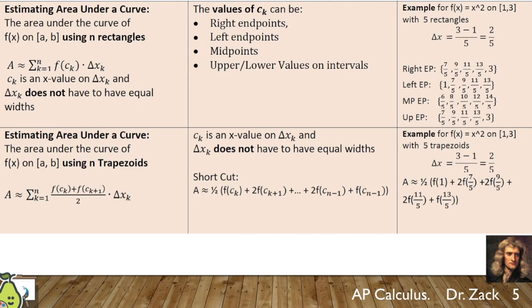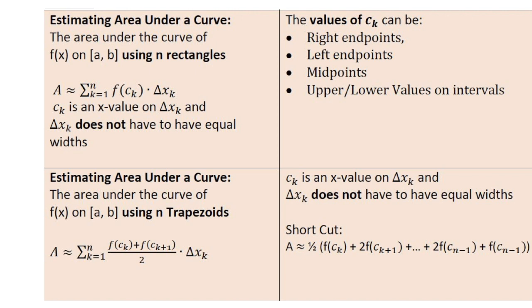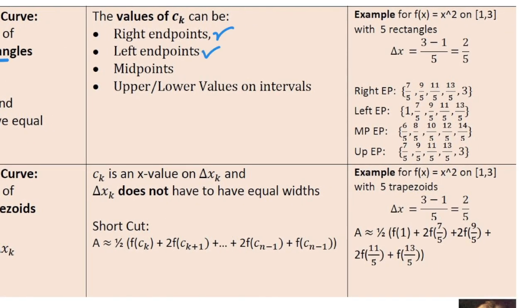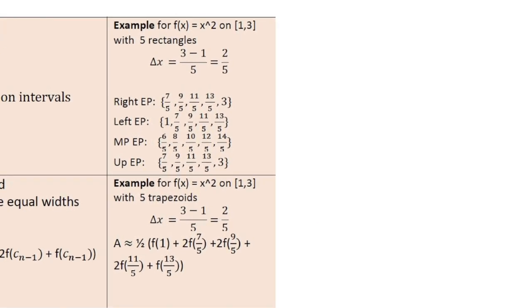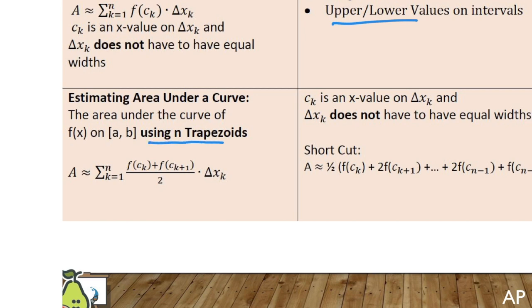For the next part of your notes, I wanted to remind you about estimating area under a curve. When you estimate, you could use rectangles. These rectangles could be using right endpoints, left endpoints, midpoints, or upper and lower values. For example, if you're asked to draw 5 rectangles to represent f of x equals x to the second power on [1, 3], these are the different endpoints that you would use depending on what the question requires. You can also estimate area under a curve using trapezoids.